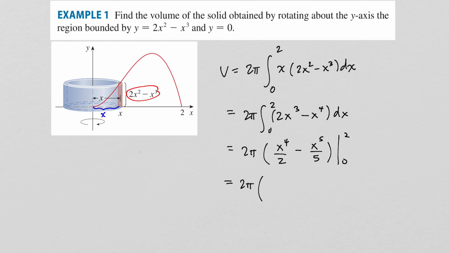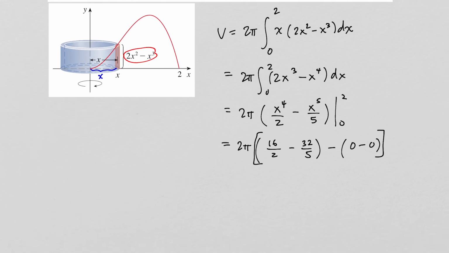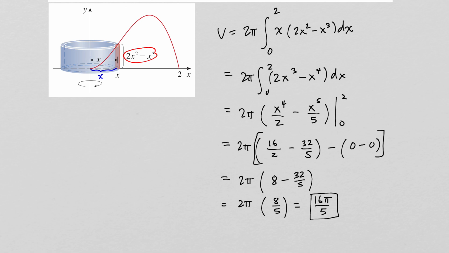And so when you plug in 2, you get 16 over 2 minus 32 over 5. And then, of course, when you plug in 0, you get 0. So that is what that would look like there. And this is 2 pi multiplied by 8 minus 32 over 5. And that is 2 pi times 8 over 5. And this is 16 pi over 5.